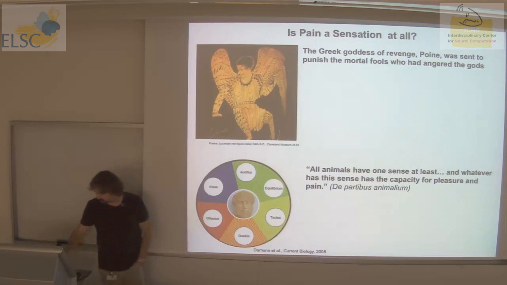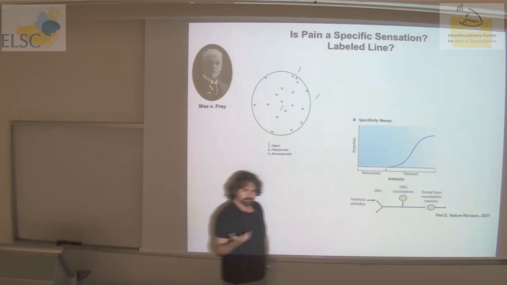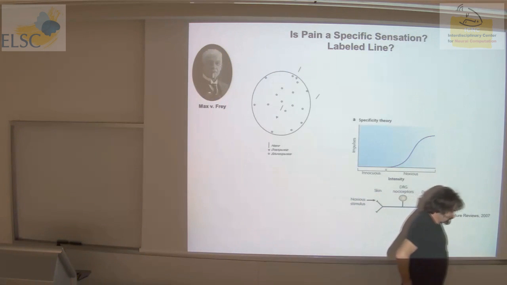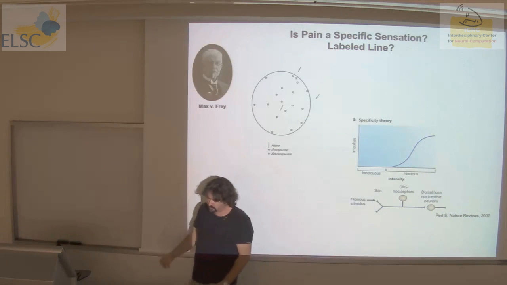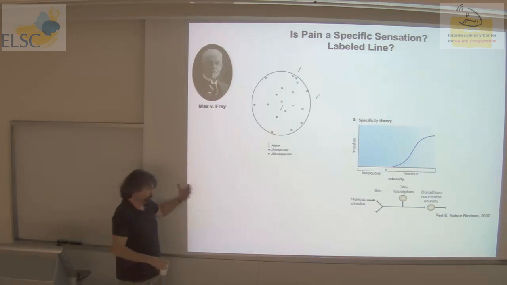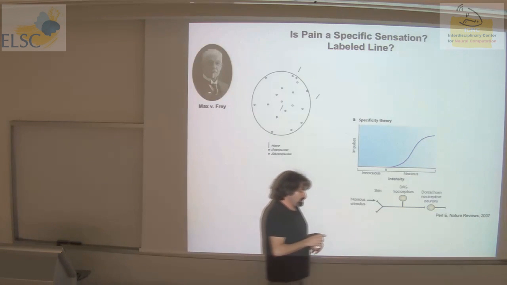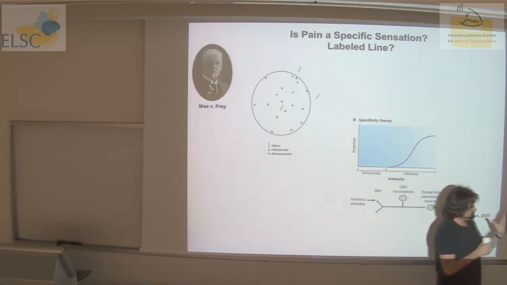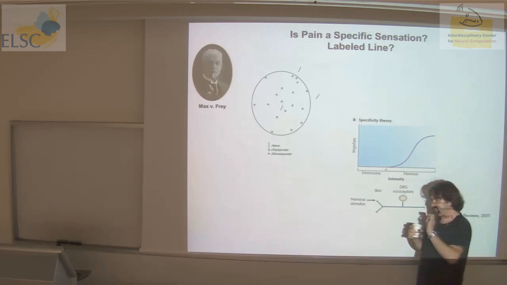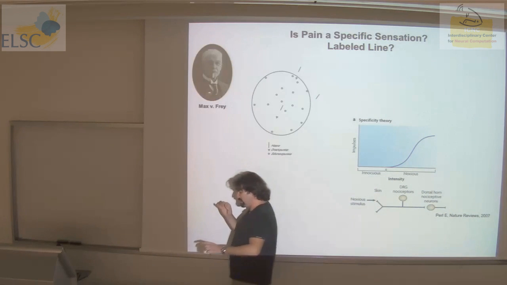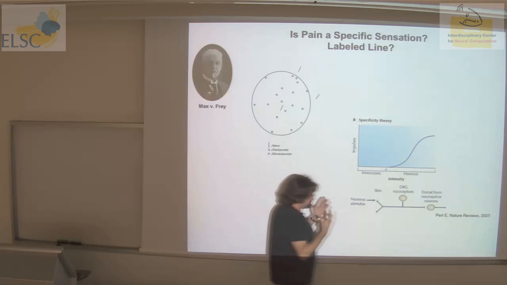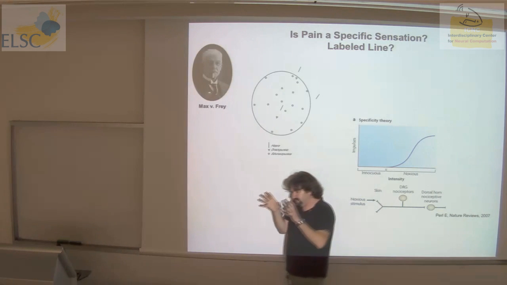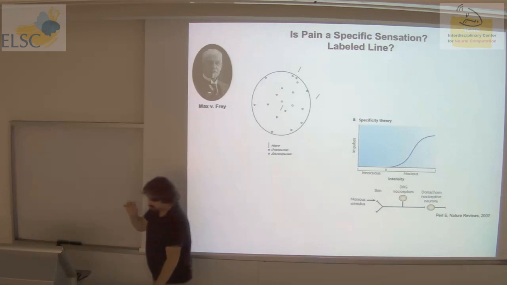So the next question I'd like to answer is whether pain is a specific sensation. Also not a trivial question, because there was a lot of debate about it. One of the first supporters of pain as a specific sensation, a kind of labeled line for pain, was Maximilian von Frey, who basically defined minute spots on the skin. These spots were responsible only for specific stimuli. Some were responsible for mechanical stimuli, some for thermal stimuli, and some for pain. This was kind of the origin, the first start of the labeled line.